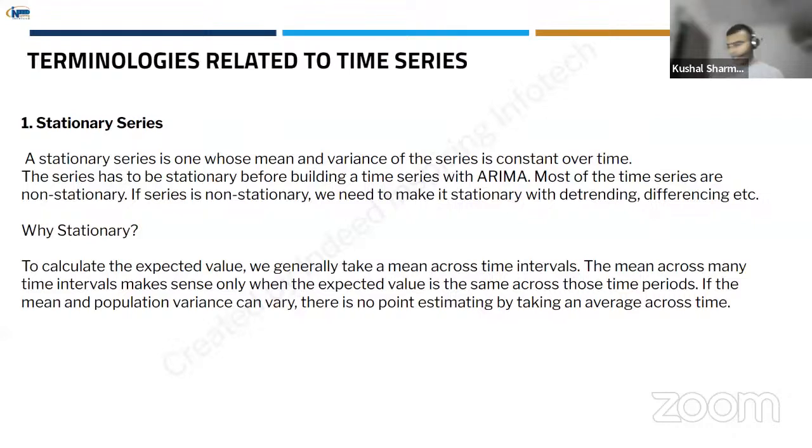detrending and differencing. So why do we need a stationary series? Because to calculate the expected value, we generally take the mean across time intervals, and the mean across time intervals makes sense only when the expected value is the same across those time periods. If the mean and population variance can vary, there is no point estimating by taking an average across time. In ARIMA, we have MA as moving averages. So if the mean is changing and the variation is changing, there is no point in making predictions, and therefore we need a stationary series. That is the reason why we need a stationary series.